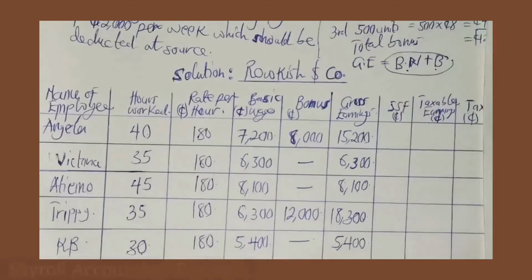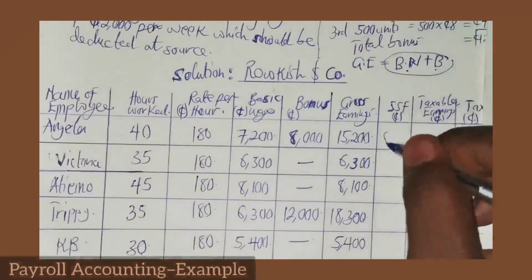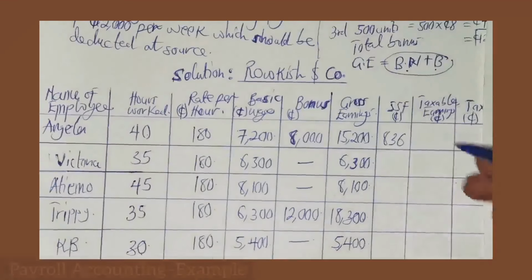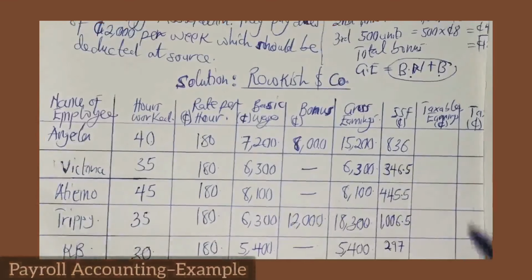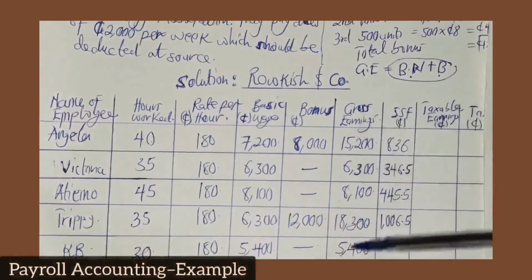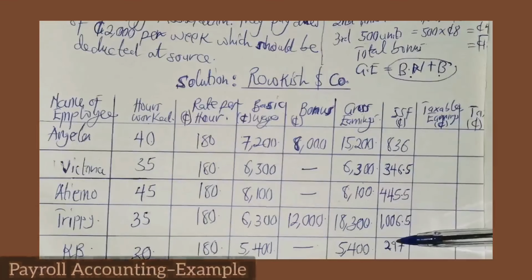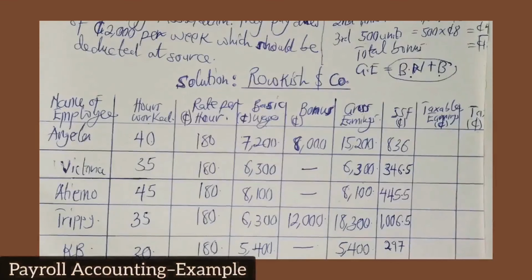Yeah, so I had 836 for Angela. So do the same thing for the rest. This is what I got for my SSF. Just multiply the 5.5% on the gross earnings that I had. I hope you had the same, right? So let's move on to the taxable earnings.